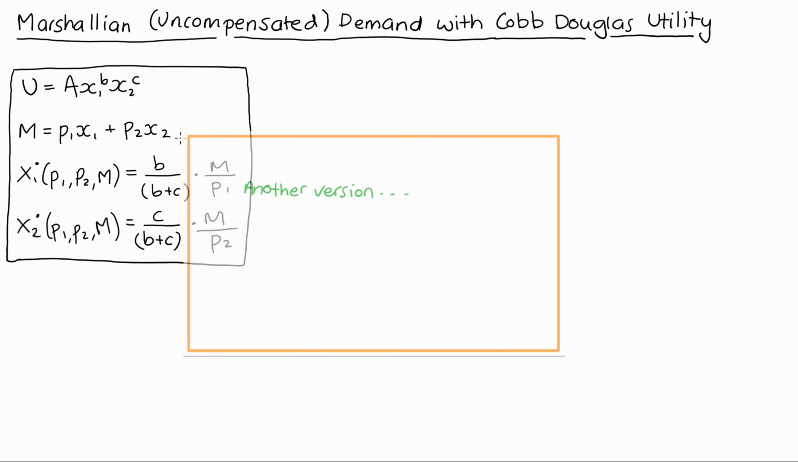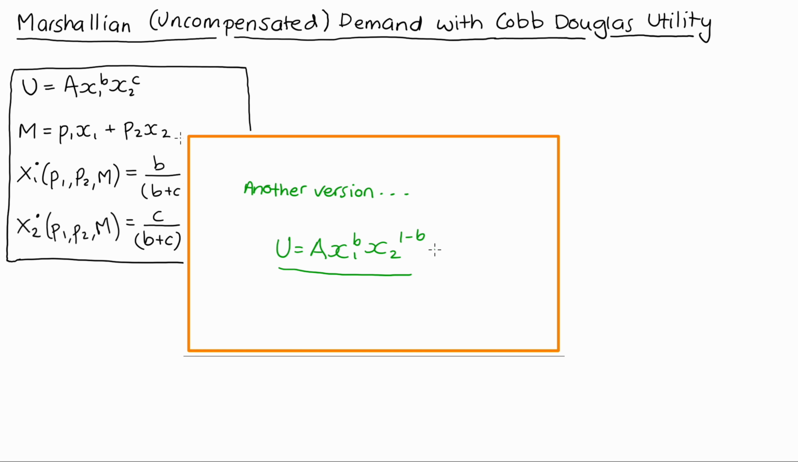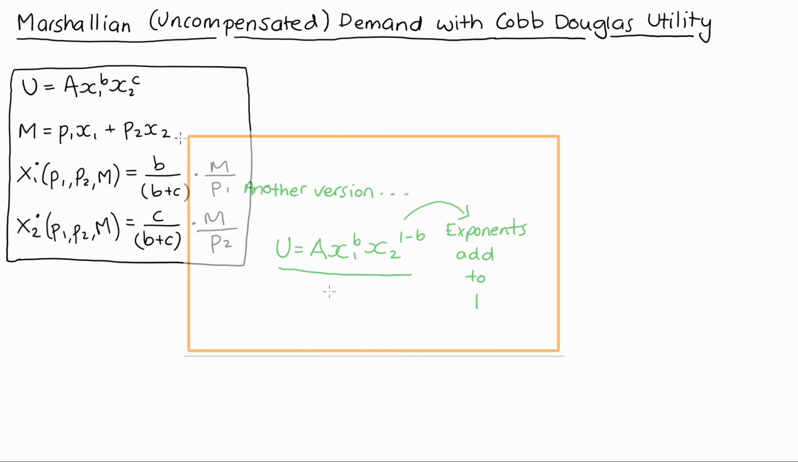Another way to express Cobb Douglas utility in the abstract is to normalize the exponents so that they add up to 1. So something like this: A times X1 to the power of B times X2 to the power of 1 minus B. Clearly B plus 1 minus B is just equal to 1, so they add up to 1. I'll discuss this case right at the end of the video.